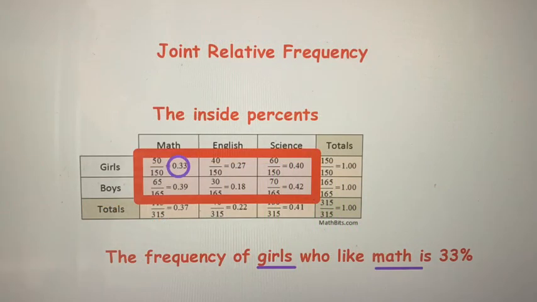Let's look at what we call joint relative frequency, the inside percents. Girls who liked math, 33%. Boys who liked English best was 18%. Remember, the inside was called joint relative frequency. The outside was called marginal relative frequency.